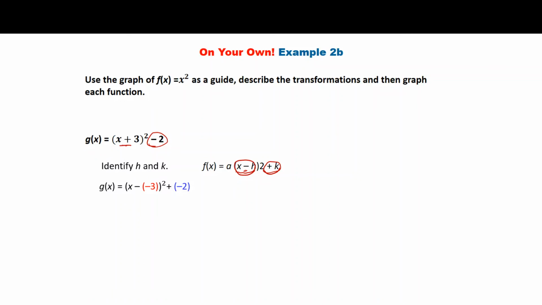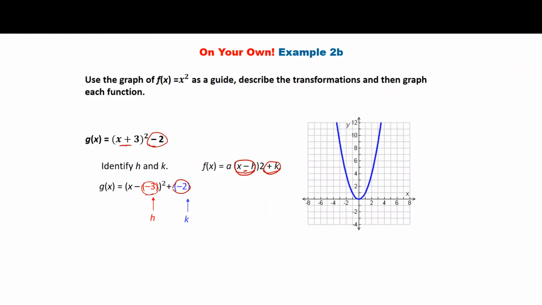And now I have redone that, and so instead of x plus 3, I have x minus a -3. So I can see that my h now is going to be -3, and my k is going to be -2. So there's that, and then we want to graph our parent function. And so here is our parent function. This is going to tell us that we're going to go -3 horizontally and -2 vertically.